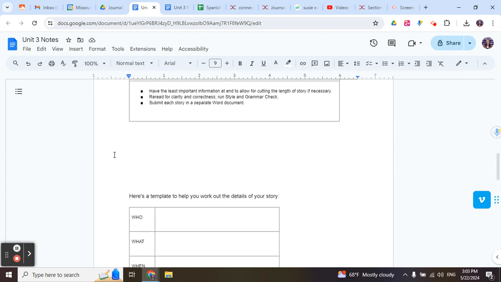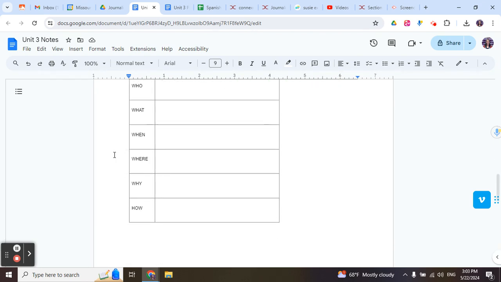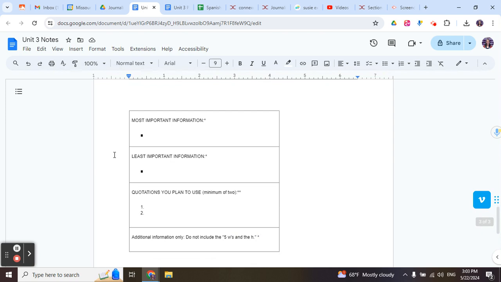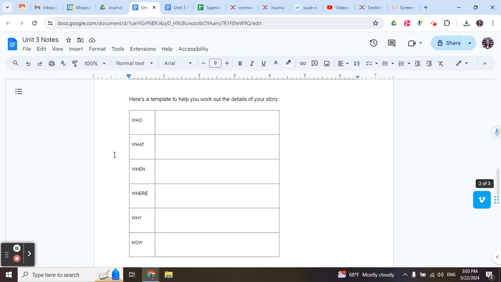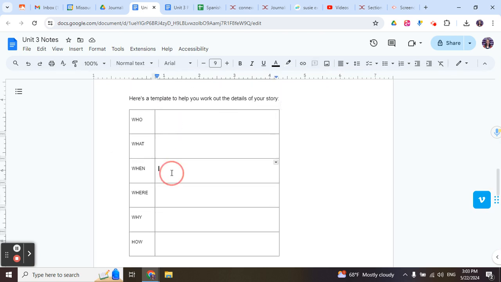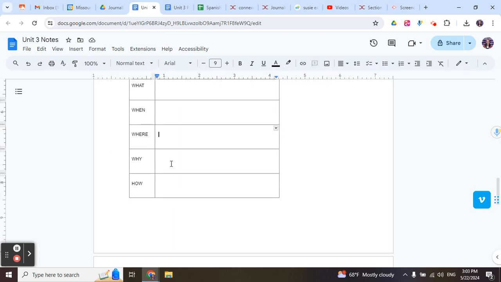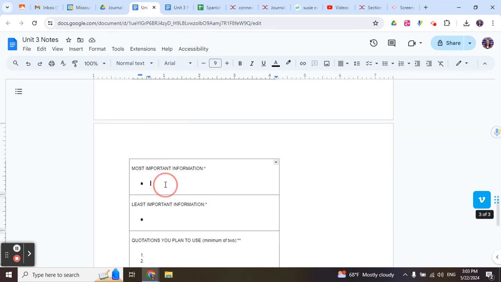And then at the bottom, I gave you a little template to help you work out what it is you're going to be talking about. So if you're thinking of ideas, you can kind of fill these in as you go, and that will help you determine whether or not you have the information you need to report on this.